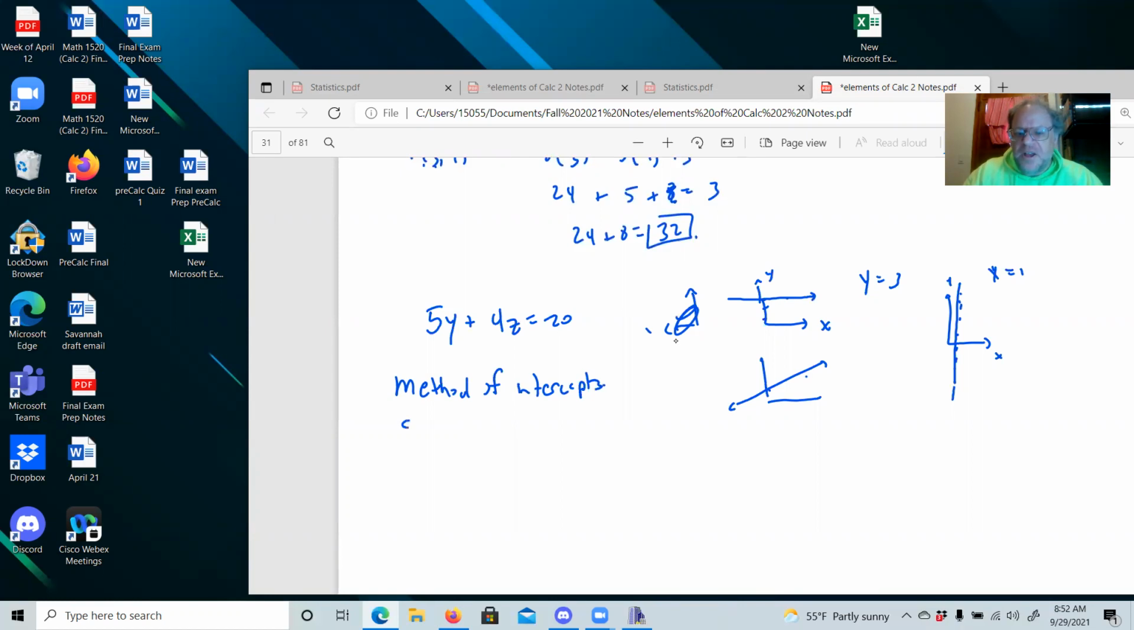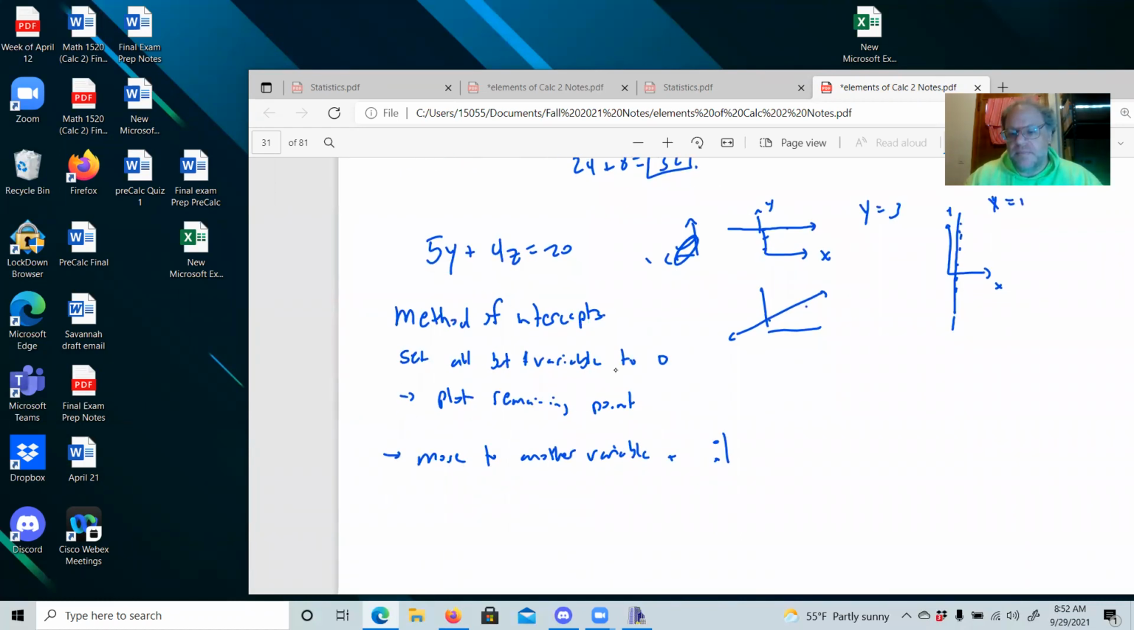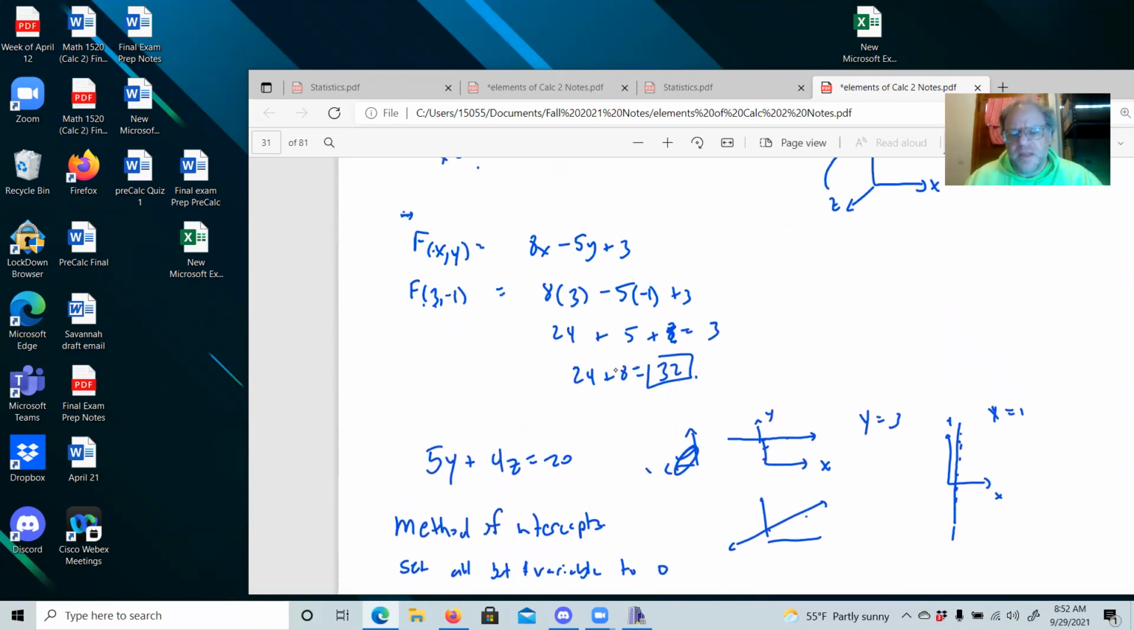Very powerful technique. We set all but one variable to 0, and then solve for the other one and plot that point. Okay, and then we just take turns. We take another variable, we set everything else but that variable equal to 0, then move to another variable, and repeat. Okay, and just keep going with that.